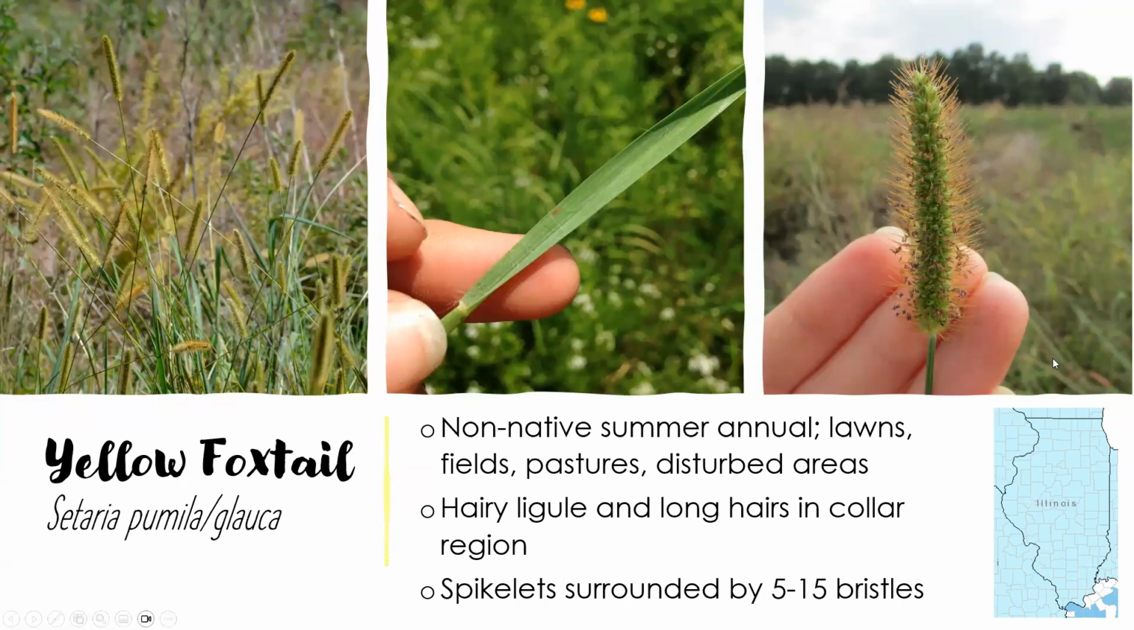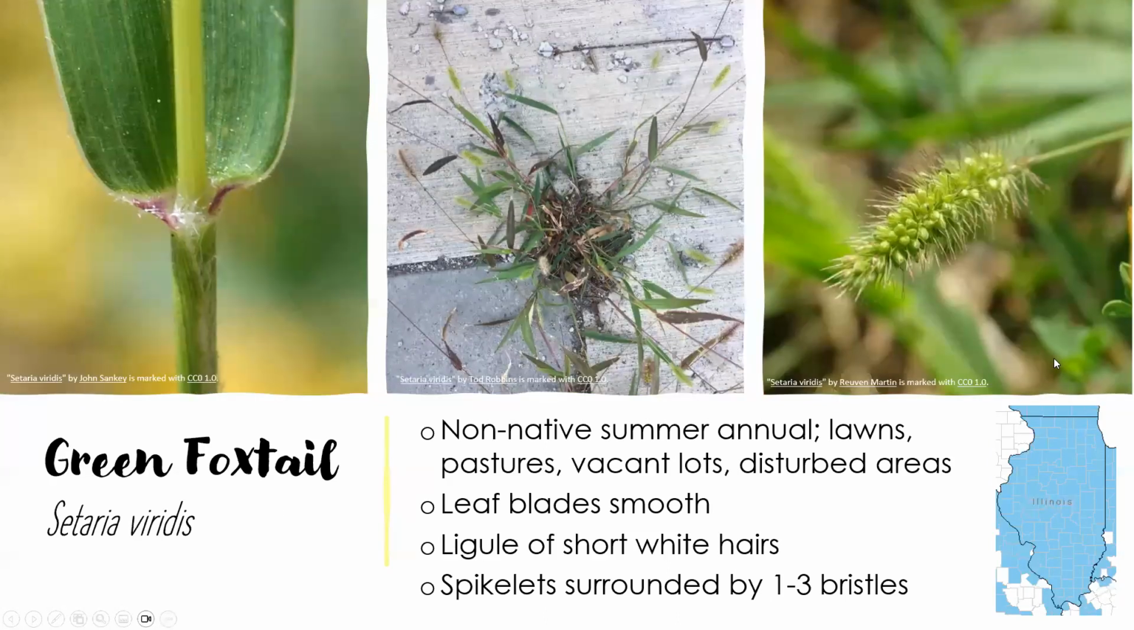Okay, our last one is green foxtail. Green foxtail, same characteristics, has a smooth leaf blade though, a ligule of short white hairs, and each of those individual spikelets are surrounded by 1 to 3 bristles. So in this case, I didn't put it on here, but the spike usually stays straight up. It doesn't bend over like the giant foxtail. It's a little bit shorter, so usually under 2 feet tall for green foxtail. Okay, and then it's got 1 to 3 bristles under each of its spikelets. Okay, so those are a few ways to tell those 3 apart.